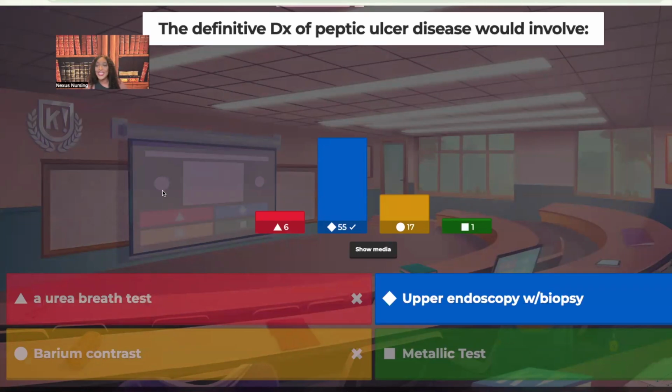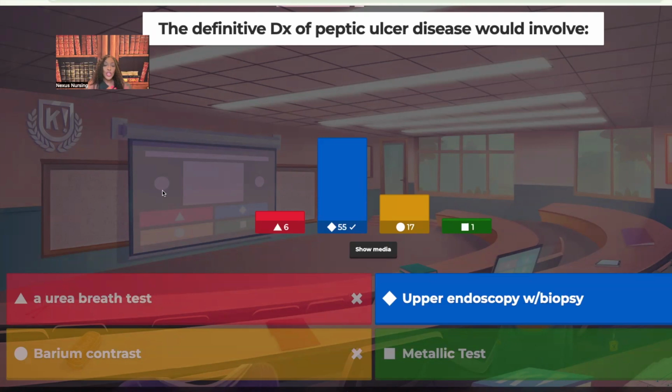Very good. Most of you guys got this answer correct. Upper endoscopy with biopsy. So you expect the upper endoscopy to be performed. You're not going to do it, but you're going to assist with it. It helps to visualize, right? That mucosa, see if it's ulcerated, and then you get the biopsy, and that biopsy is going to tell you, okay, are we dealing with peptic ulcer disease? Or is it cancer? Or is it H. pylori? Whatever, that biopsy is going to tell us what we're dealing with.